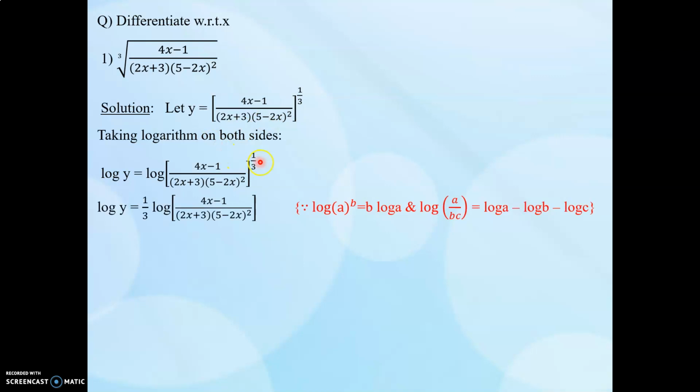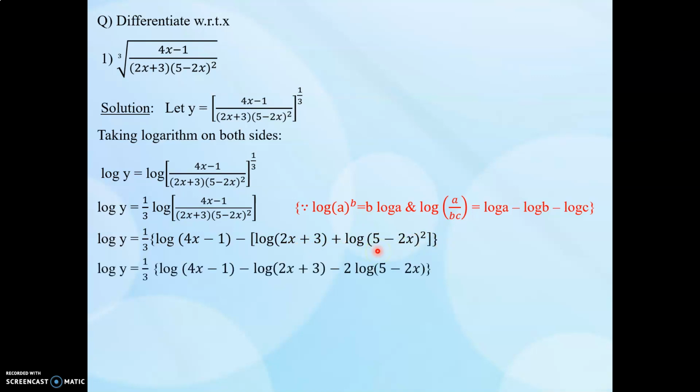In the next step, you can take this 1 upon 3 out. So 1 upon 3 log of (4x minus 1) upon (2x plus 3) into (5 minus 2x) whole square, using the law of exponential. In the next step, we apply log of a upon bc is equal to log a minus log b minus log c. So this will become 1 upon 3 into log of (4x minus 1) minus log of (2x plus 3) plus log of (5 minus 2x) whole square. The law of product has also been applied here.